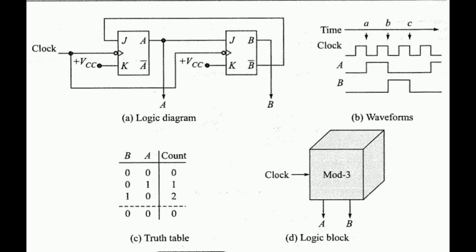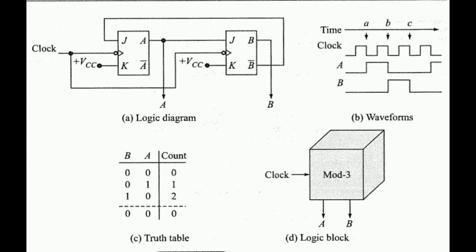And the third thing, at point C on the timeline, where A is equal to 0 and B is equal to 1, a negative clock transition at C will also cause two things. First, A resets to 0 since its J input is low and its K input is high, and second, B resets to 0 since its J input is low and its K input is high.